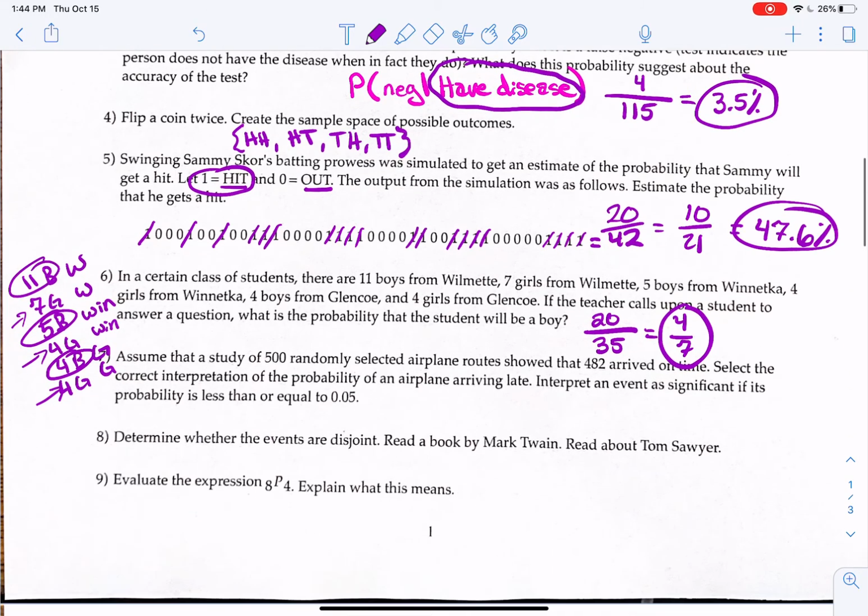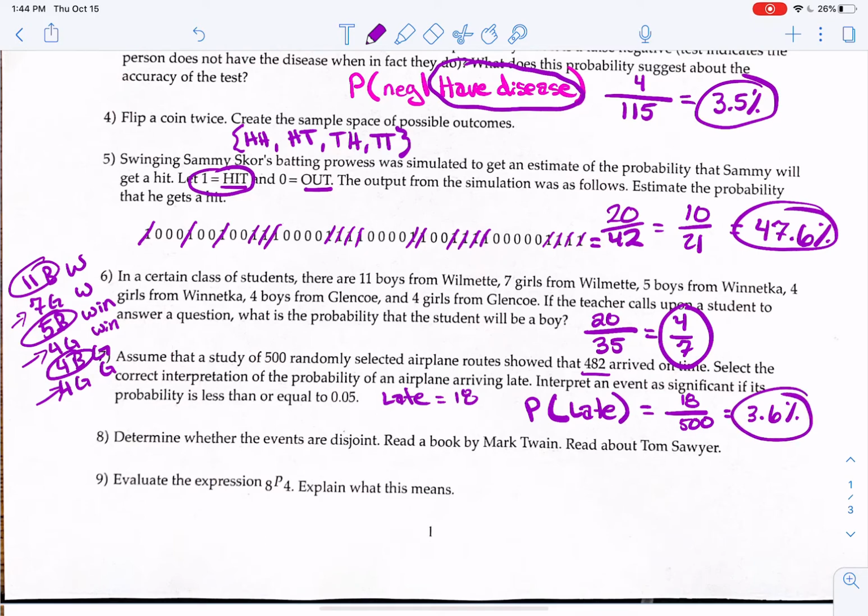All right, assuming that a study of 500 randomly selected airplane routes shows that 482 arrive on time. So late, if 482 are arriving on time, how many are arriving late? 18 are arriving late. Select the correct interpretation of the probability of an airplane arriving late. So the probability of late would be 18 out of 500, which is about 3.6%. So 3.6% of all of my airlines are arriving late.